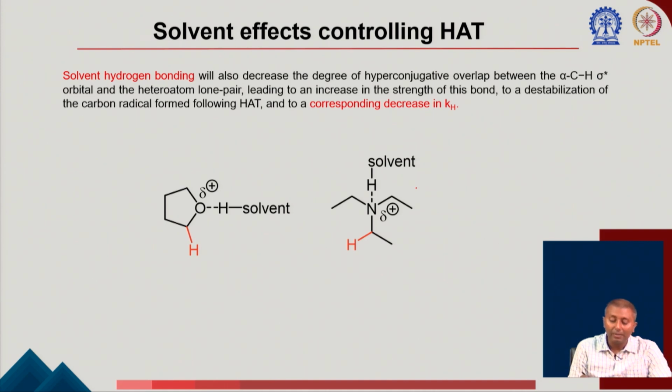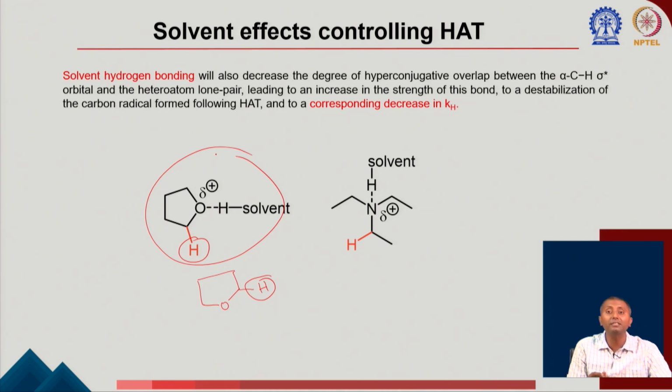So the idea is, if you are using a polar protic solvent versus a polar aprotic solvent, what is happening here? Once you know that, let us try to compare THF versus this one. If I try to draw a tetrahydrofuran here, now we are talking about the hydrogen atom abstraction of this hydrogen. If you have a scenario where you do not have hydrogen bonding, and here you have hydrogen bonding, what difference is it going to make?